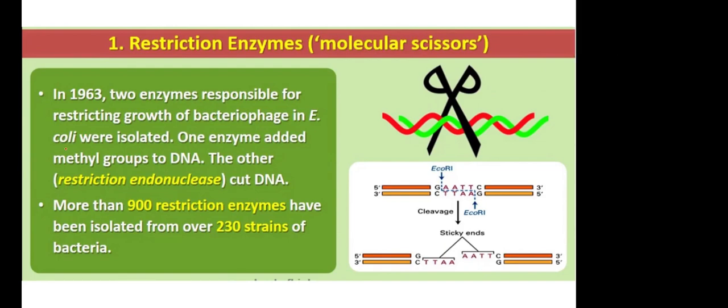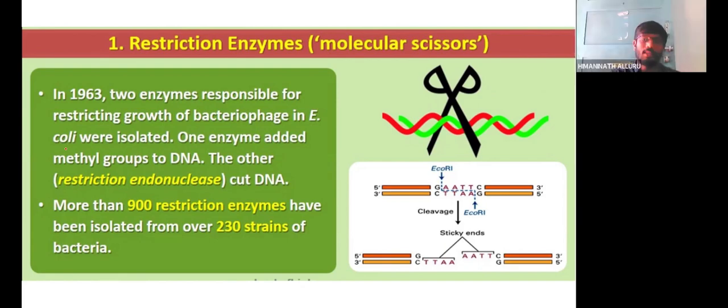It adds a methyl group. Yes, very nice, ma'am. It adds a methyl group to its own DNA so that the restriction enzyme will not harm its own DNA. It will only go and cut the viral DNA. Students must have the clarity. Thank you, teacher. So yes, that is the one.